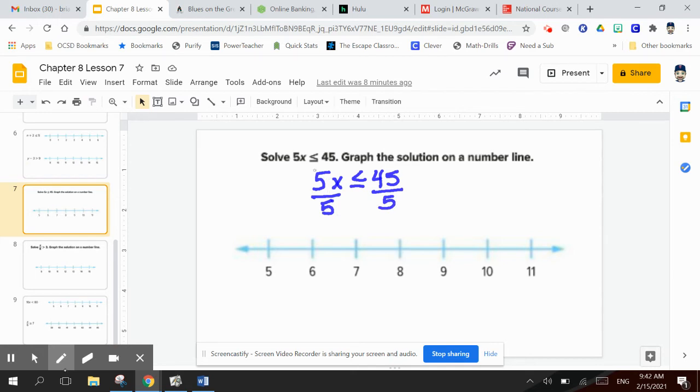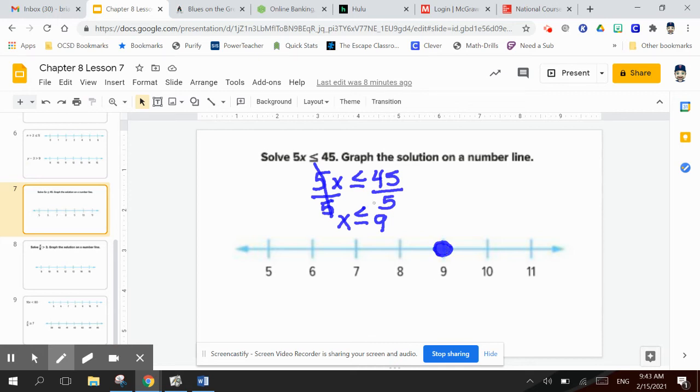5x divided by 5, the 5's cancel out. I'm left with x is less than or equal to 45 divided by 5, which is 9. So x is less than or equal to 9, so I go to 9. I put my circle around it. Less than or equal to, it's equal to, so that means 9 is a solution.